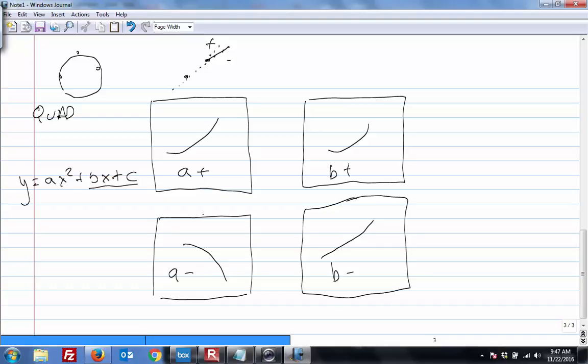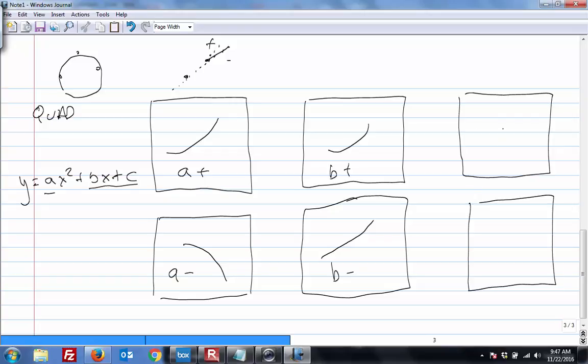This is B negative because A is always going to dominate the shape, and then of course C, just like with the linear form. If we have our line here, basically you're just looking at the initial point. So if the initial point is here, this is C positive, and if the initial point is down here, C is negative. So it just tells the function where to start.